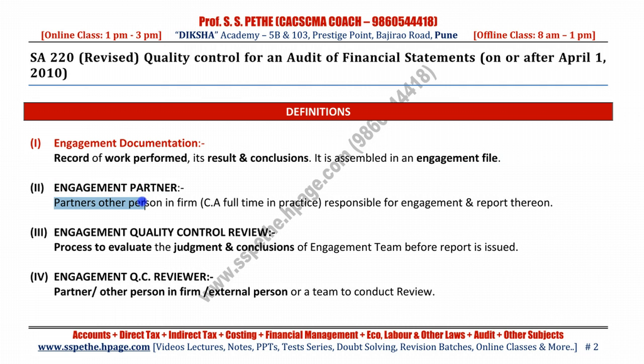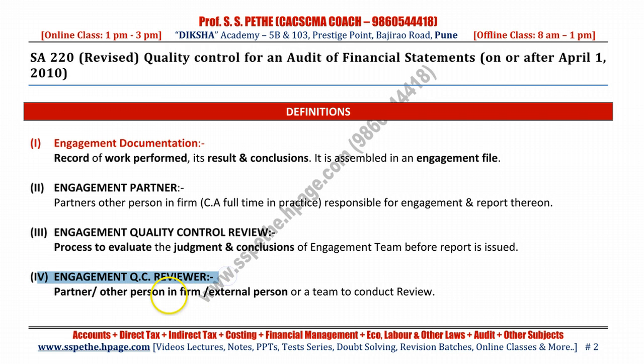Engagement partners, other persons in the firm. इसका मतलब है other persons who are chartered accountants full time in practice and who are responsible for the engagement and report thereon, these will be called engagement partners. Engagement quality control review, it's a process to evaluate the judgment and conclusion of the engagement team. तो जो भी engagement team finally judgment और conclusion रहते हैं उसका evaluation जो करते हैं, that is called engagement quality control review. It is done just before the report is issued. The final report जो issue होती है auditor की उसके पहले ये engagement quality control review होता है.